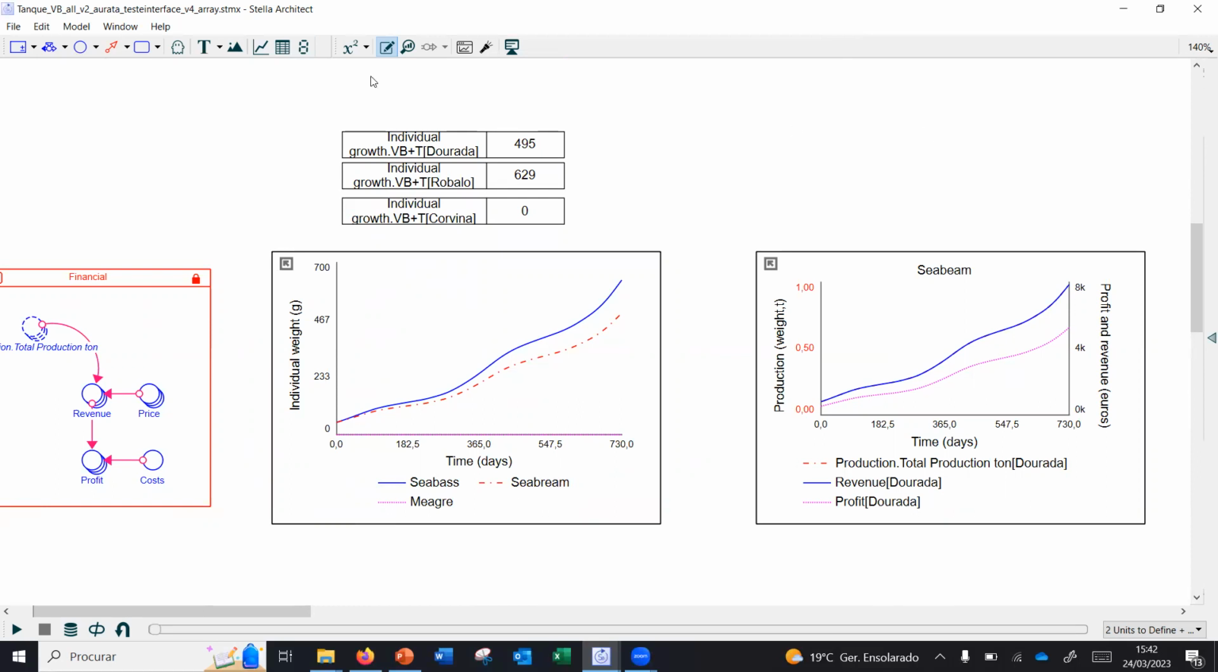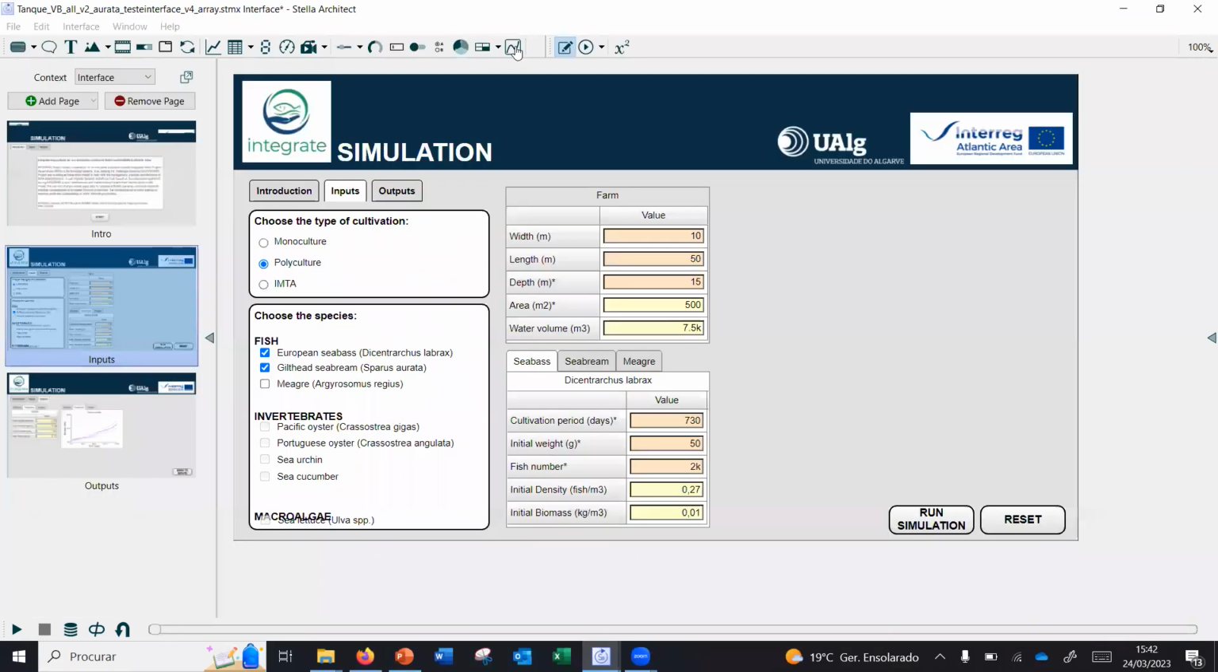Okay, so that is what we wanted to show. I'm going to stop sharing the screen, and that is what we have done for the moment.